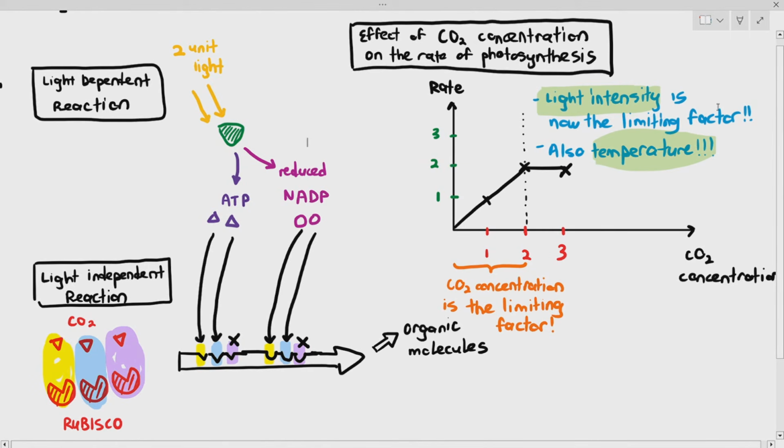So because it's the limiting factor in this case, if you wanted to increase the rate of photosynthesis, you need to increase the light intensity and also temperature. That is what we have to know for this right here. So I hope you understand this part in detail.